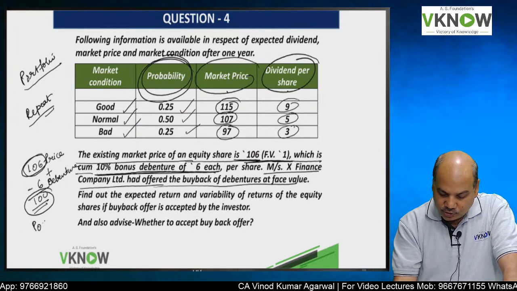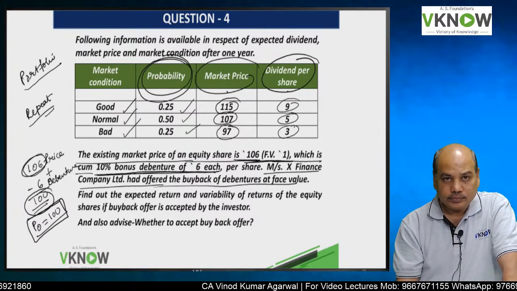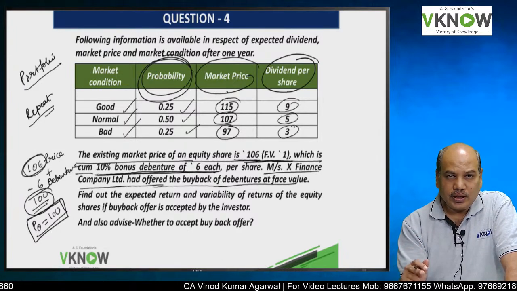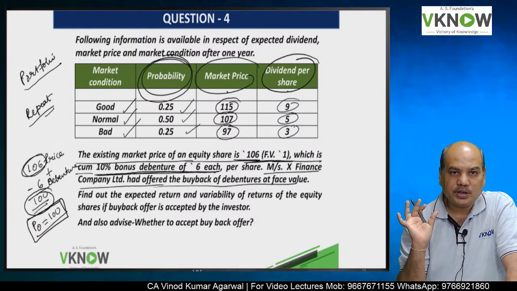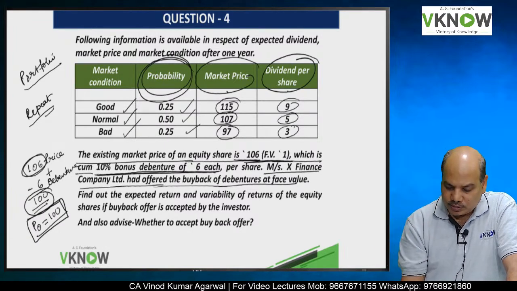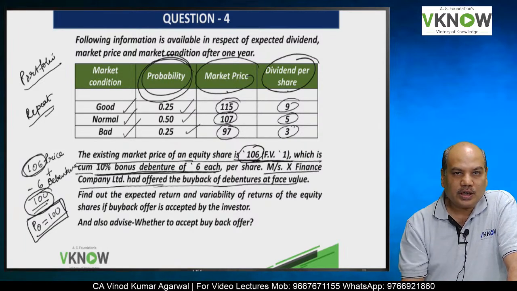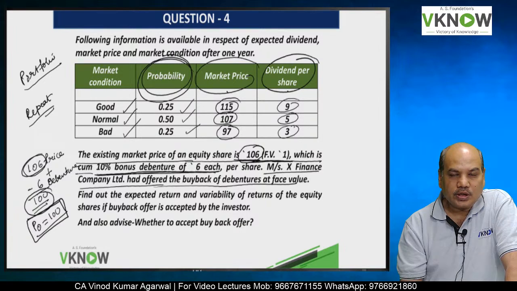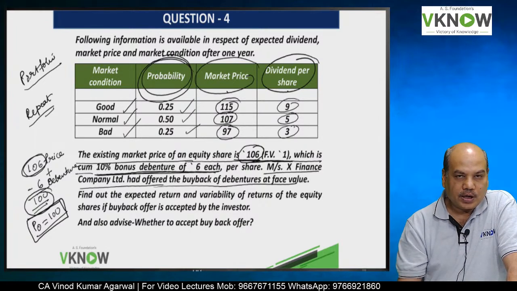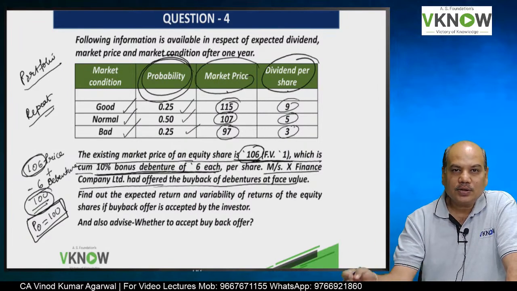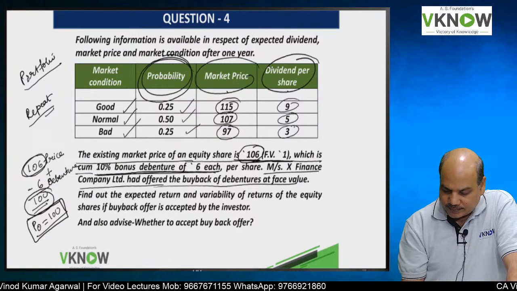So P0, that is the price of the share today, for calculating the risk, return, etc. will be 100 rupees, not 106 rupees. If you write 106 and do the calculation, your entire answer will go wrong, because 106 is not the price of the share, it is the price of the share plus a debenture whose value is 6 rupees today.